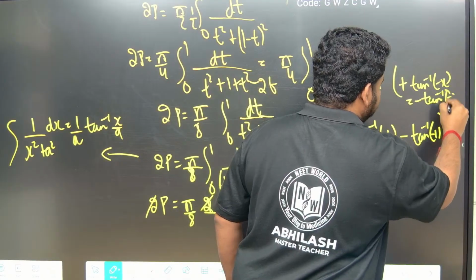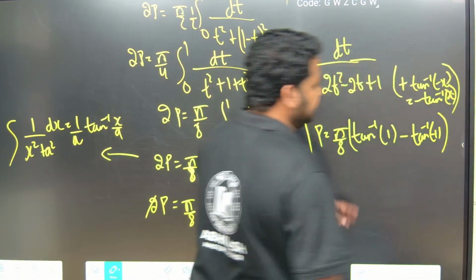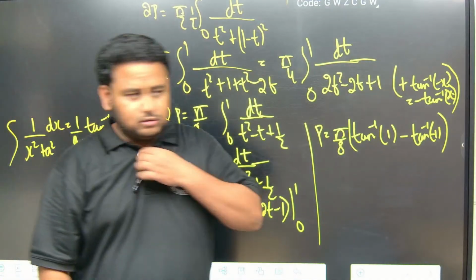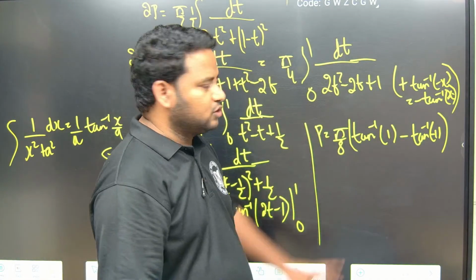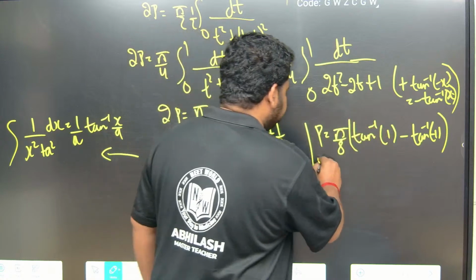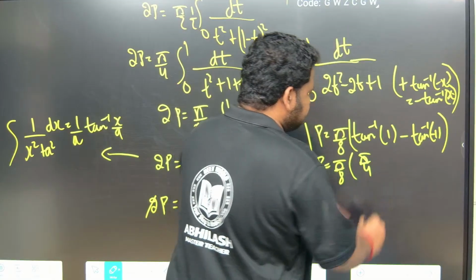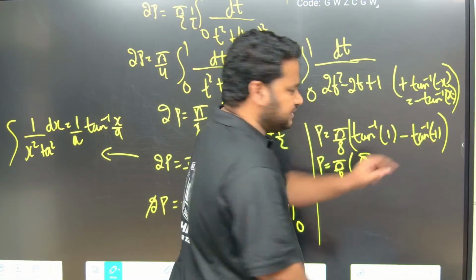All these formulas I have told you how to remember, when I did inverse trigonometry also. You can go through the playlist. Okay, so see here, tan inverse of minus x is equal to minus tan inverse of x. So this becomes what? P is equal to pi by 8 into tan inverse of 1, which is pi by 4. The minus will come outside. So tan inverse of 1 is again pi by 4.